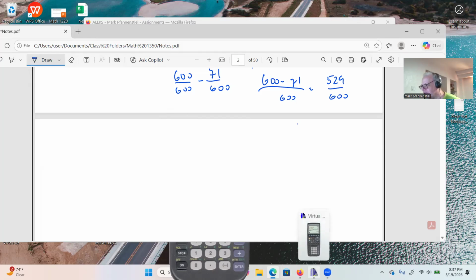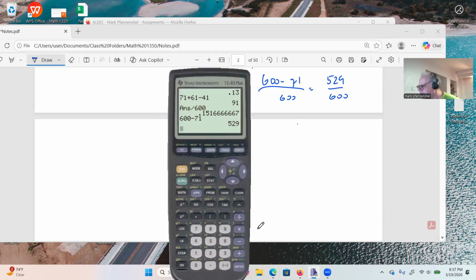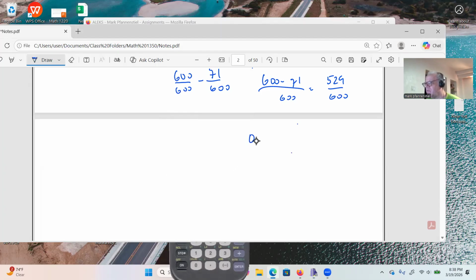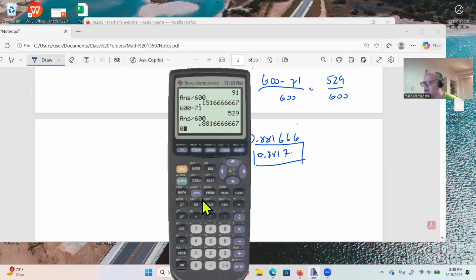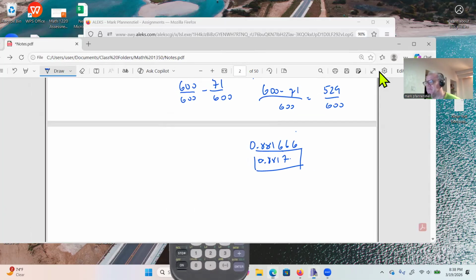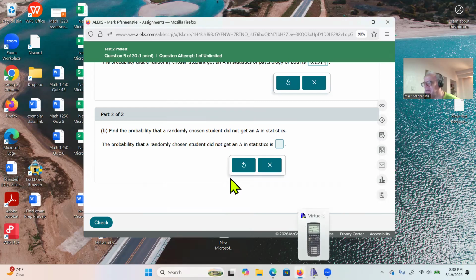So we'll sort this out: 529 divided by 600, press enter. We get 0.8816666, and since this keeps going and we want four decimal places, it's 0.8817, and that's our answer for this one. Oh, you have to type it into the book, not into the calculator. The calculator doesn't care.